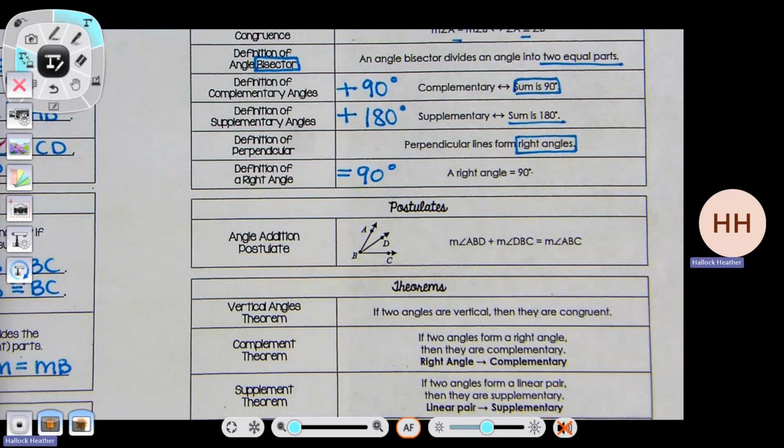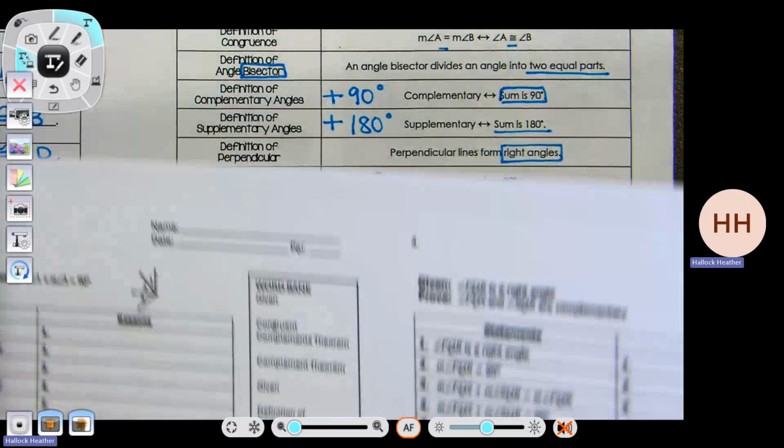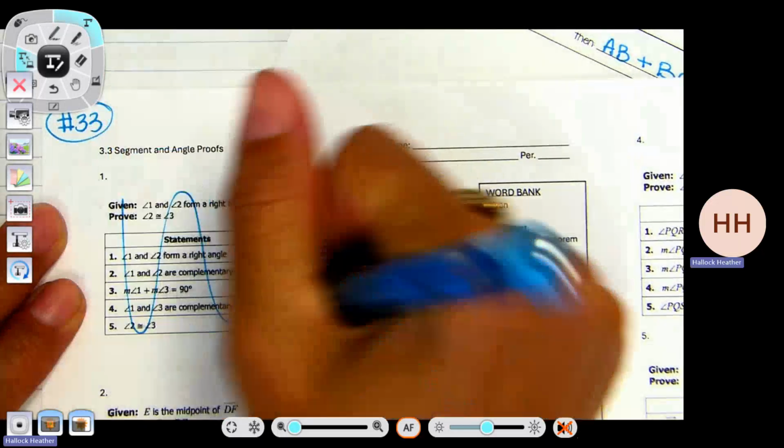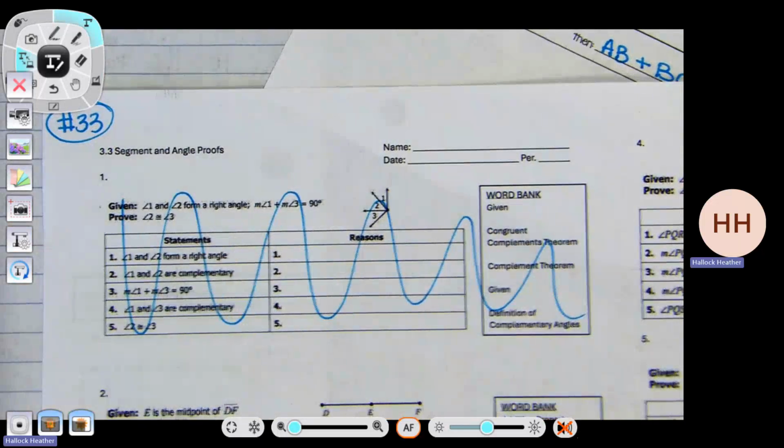But it's kind of like a puzzle. So you've got to make it make sense. So let's get right into it. Number 33. Keep this reference sheet out because you're going to want it. Let's go to 33. We're going to skip number 1, cross out number 1. That's the only one we're crossing out today.